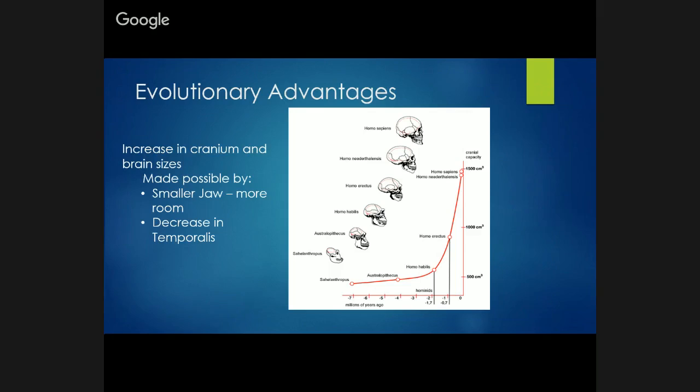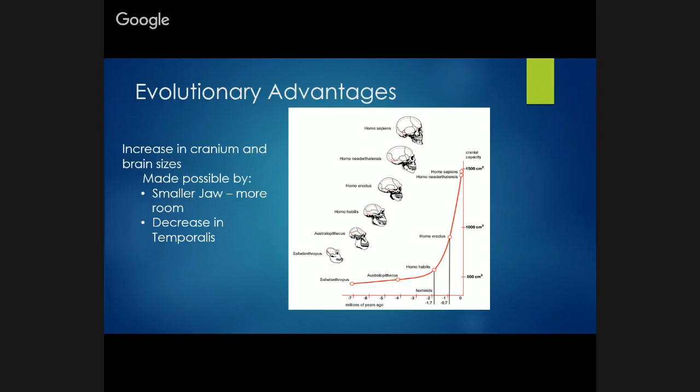There have been some evolutionary advantages associated with the reduction of the size of the human jaw. Because of a smaller jaw, there was more room for the cranium to grow. As the cranium grew in size, so did the human brain. Another reason why the cranium could grow is the decrease in strength of the temporalis muscle, the muscle that plays a major role in chewing.